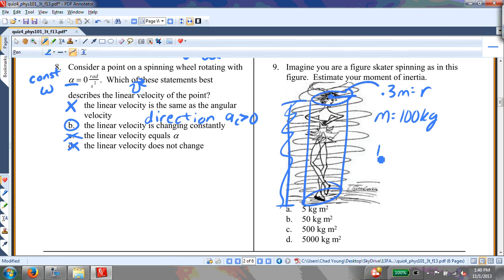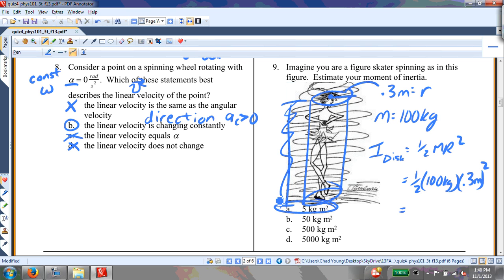Because the moment of inertia for a disk or for a cylinder is 1/2 mr squared. So that's 1/2 of 100 kilograms times 0.3 meters squared. So 50 times 0.3. And so that's 5 kilogram meters squared.